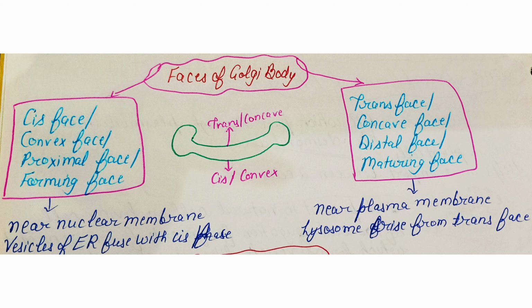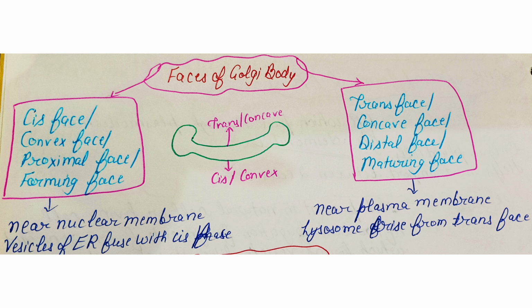There are two faces of the Golgi body. First is the cis face and second is the trans face. The cis face is also known as the convex face, proximal face or forming face. And the trans face is known as the concave face, distal face and maturing face.